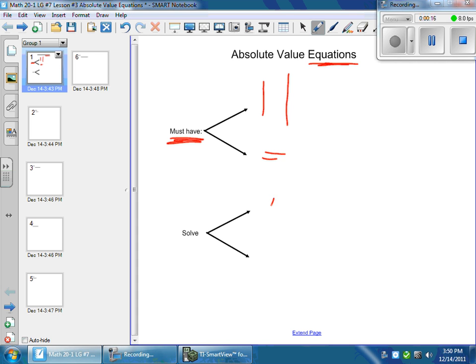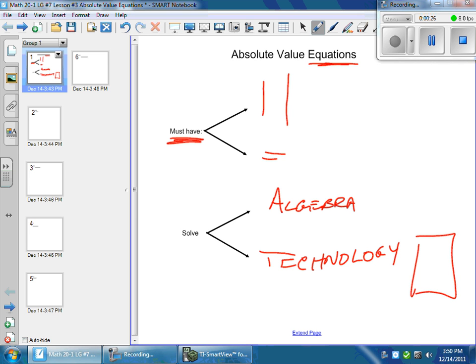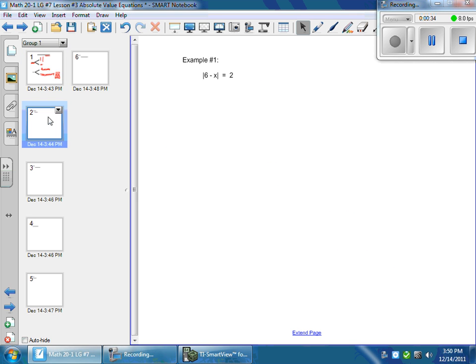Two ways, of course. We're going to use the old algebra method, all right? And don't forget, we can access technology. Yes, our wonderful little pretty little calculator that you spent so much money on. Okay, so let's see what we can do. Taking a look at our first example, I have the absolute value of 6 minus x equals 2.